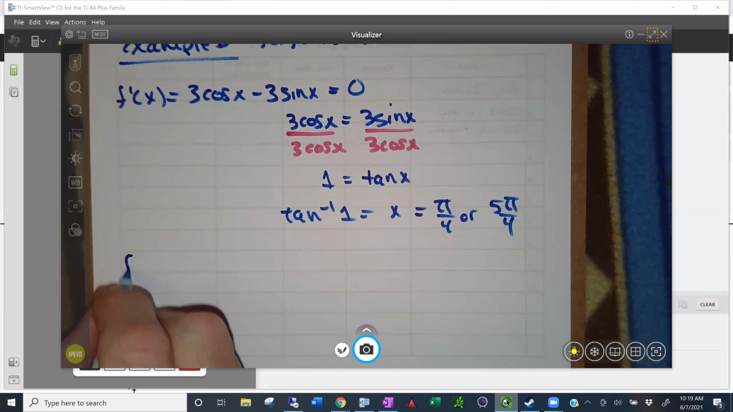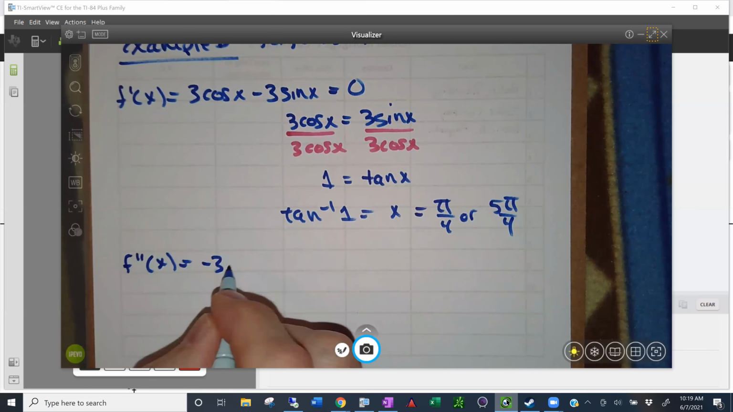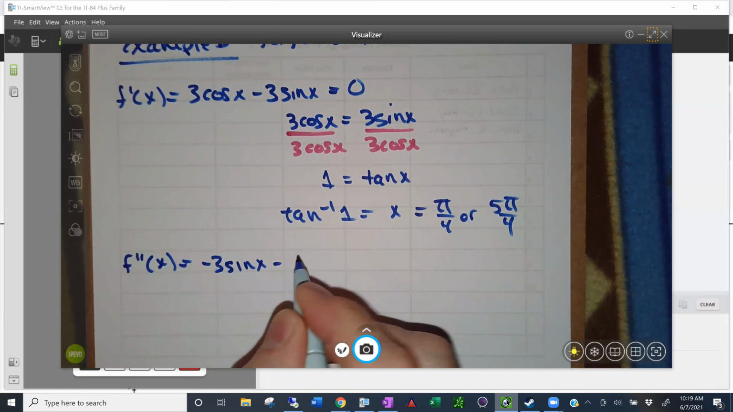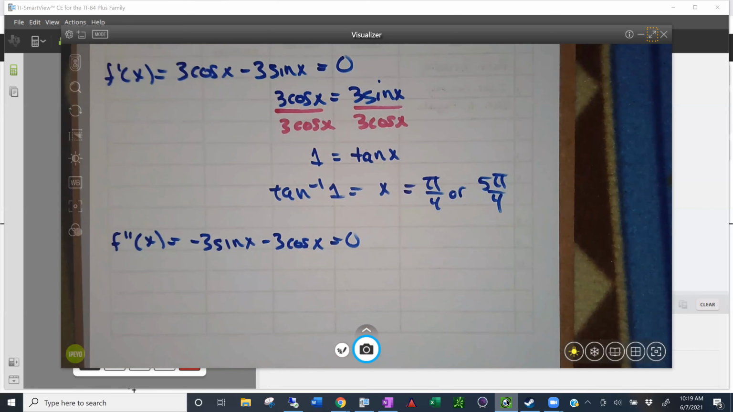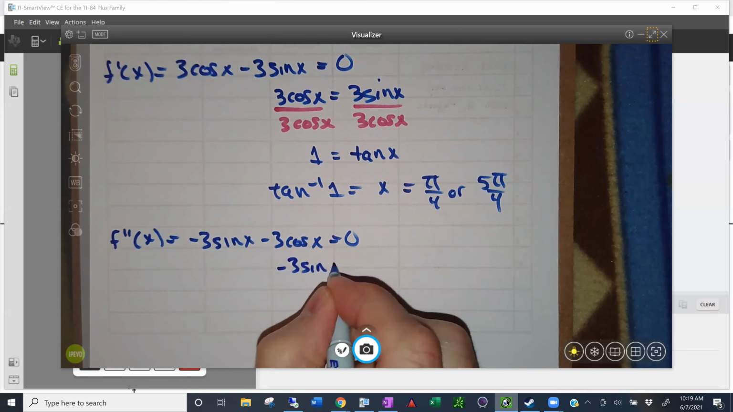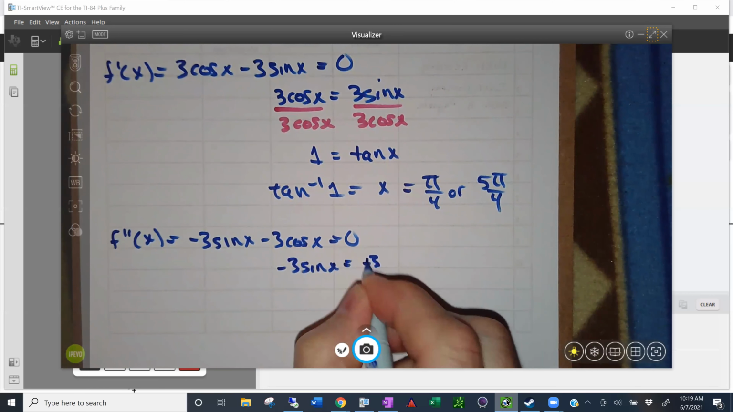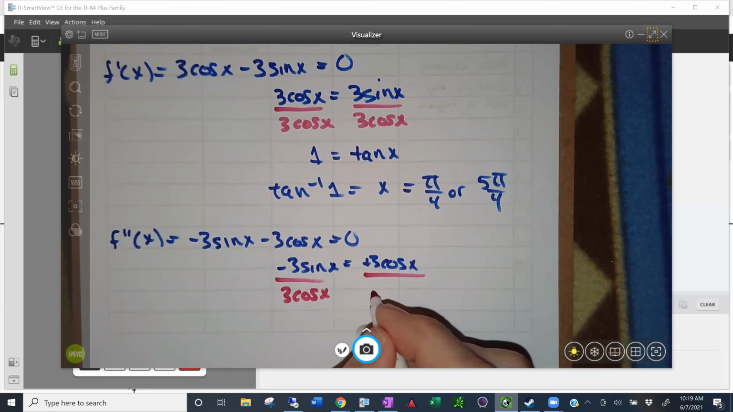So the second derivative is going to be minus 3 times sine of x minus 3 times cosine of x. And we'll set that equal to 0. It's going to be kind of a similar game to the last one. If I move one of these to the other side, I get minus 3 sine of x equals positive 3 cosine of x. This time I'm going to divide by 3 cosine of x and get a negative 1.